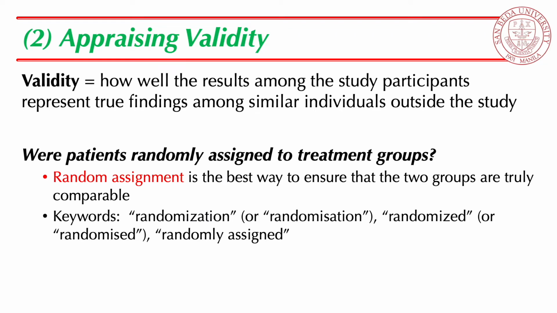Now, here's a must-do when addressing this question. Look at the article's methodology to see if there is any explicit mention of keywords such as randomization, randomized, or randomly assigned. If there are, you can be assured that randomization or random assignment was performed in the study.